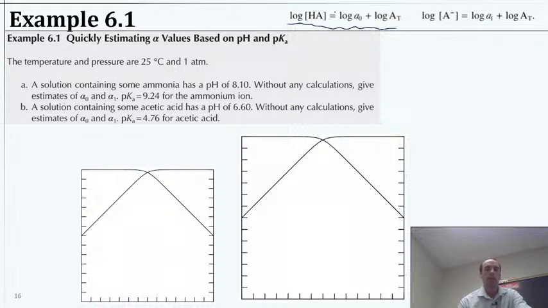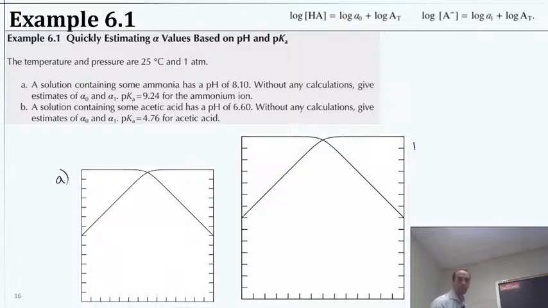So I'm going to give you a little example to work on. This example is for quickly estimating alpha values based on pH and pKa. Let's see if you can apply what we just talked about to a couple little problems, and there's no calculators needed. You might just have to add or subtract some number. I've got 2 graphs here for us to use for A and B.